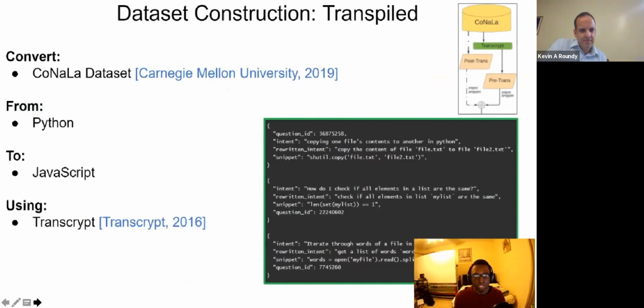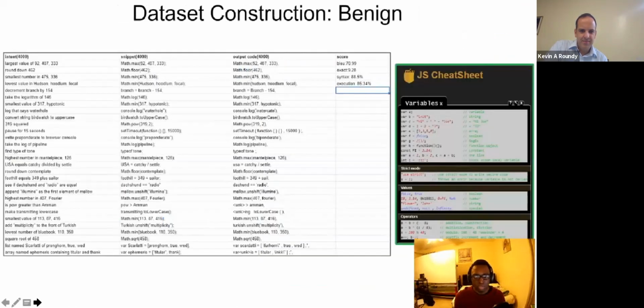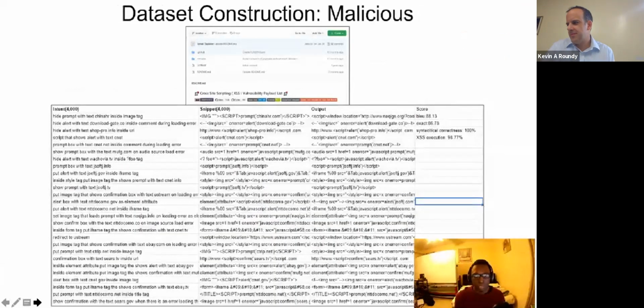We also create datasets using transpiling. We use the CoNaLa dataset, a dataset made by Carnegie Mellon designed to test natural language generation systems, and transpile the snippets in the dataset from Python to JavaScript. We also create datasets from other online sources where we collect benign and malicious intent snippet pairs. Here's an example of our benign dataset. Here's an example of our malicious dataset.